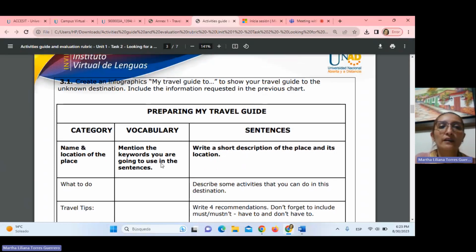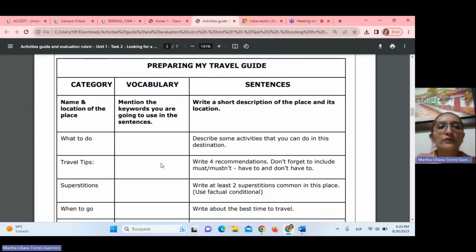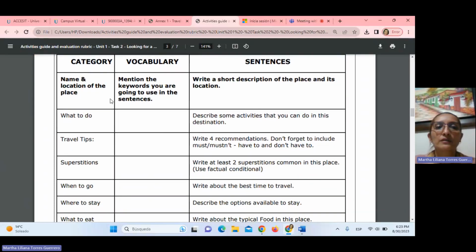And the intention is to think about an unknown destination, a place that is not very common or popular. It can be in Colombia or any other part where you have probably traveled, but I consider that it's better to work on a destination here in our country. So you will write the name of the location, some vocabulary about the location, what to do, travel tips. So you have to follow those categories.